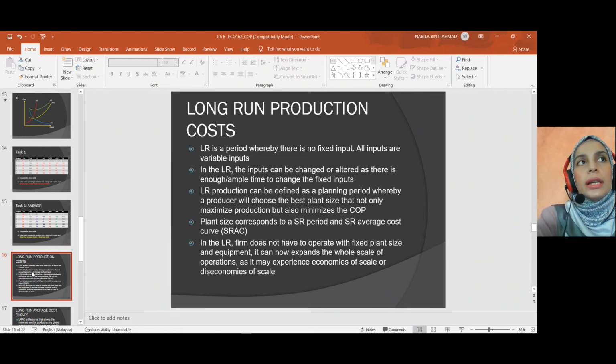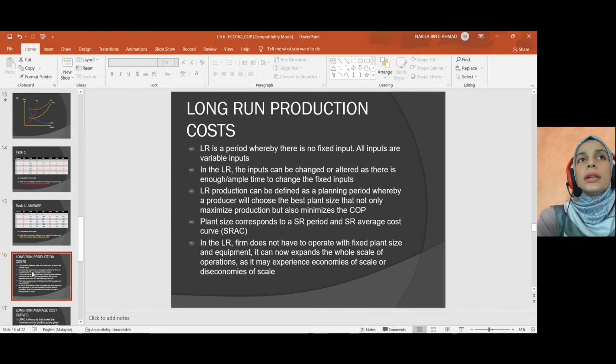Alright, so long run ini adalah period whereby there is no fixed input, all inputs are variable. So in the long run, input can be changed or altered as there is enough or ample time to change the fixed input. Okay, so in the long run, yeah, production can be defined as a planning period whereby a producer will choose the best plant size that not only maximizes production but also minimizes the cost. Okay, so plant size itu ditentukan oleh short run average cost curve, right? Okay, so in the long run, firm does not have to operate with fixed plant size and equipment. It can now expand the whole scale of operation as it may experience economies of scale or diseconomies of scale.